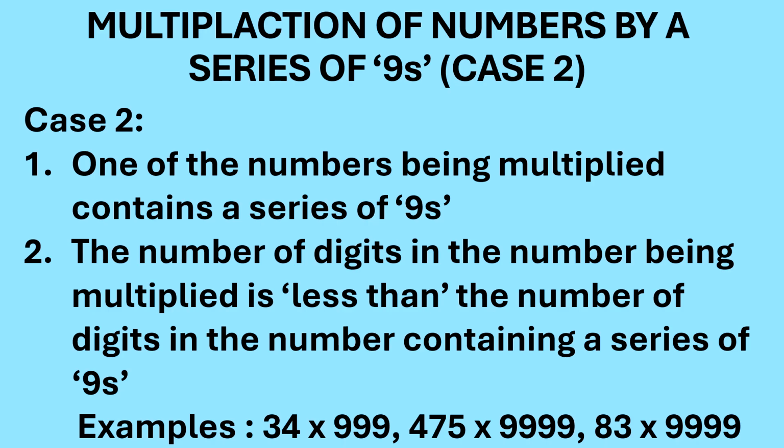The first condition is that one of the numbers being multiplied contains a series of 9s. The second condition is that the number of digits in the number being multiplied is less than the number of digits in the number containing a series of 9s.